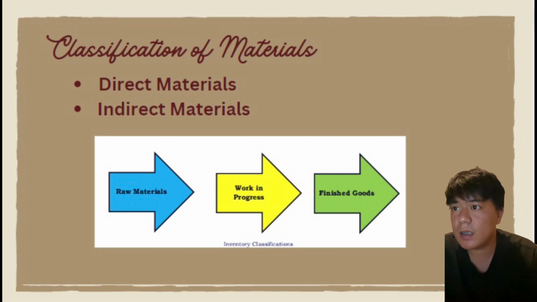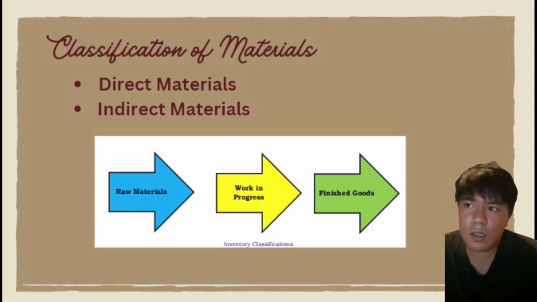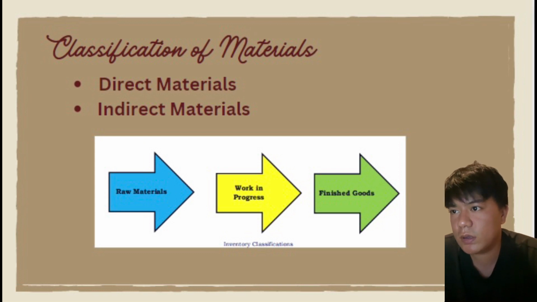Then next, we have here a classification of materials. We have two. The first one is direct materials, and the second one is indirect materials. So in the column below, we have here raw materials, work in progress, finished goods.